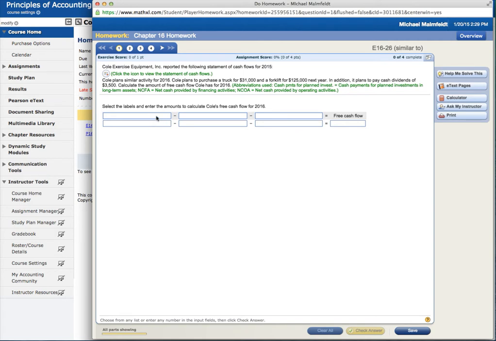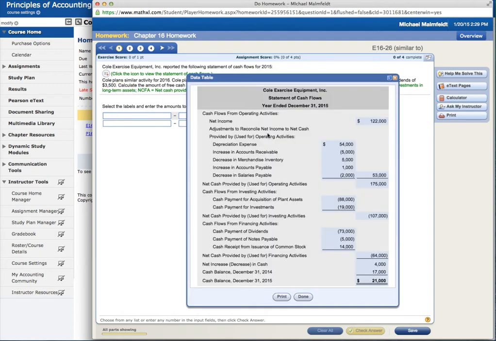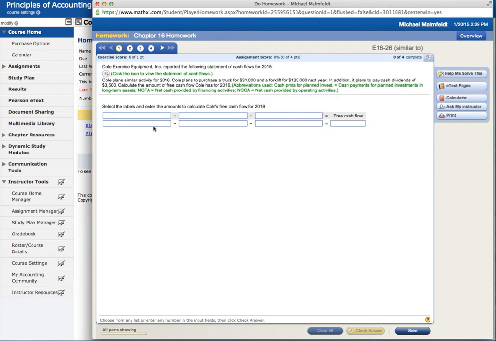So for this one, Coal Exercise Equipment Inc. reported the following statement of cash flows for 2015. We click here to see what that is. Okay, we'll come back to this when we need to. Coal plans similar activity for 2016. Coal plans to purchase a truck for $31,000 and a forklift for $125,000 next year. In addition, it plans to pay cash dividends of $3,500. Calculate the amount of free cash flow Coal has for 2016.